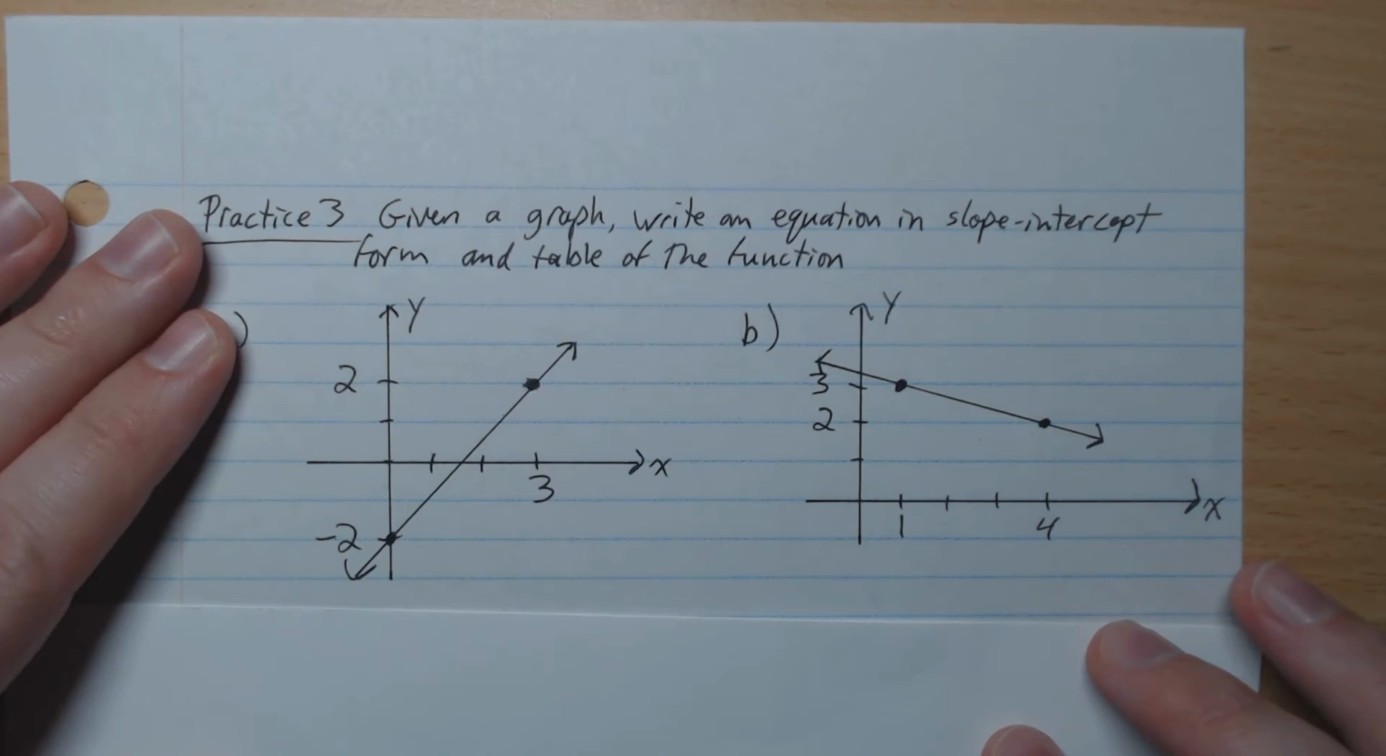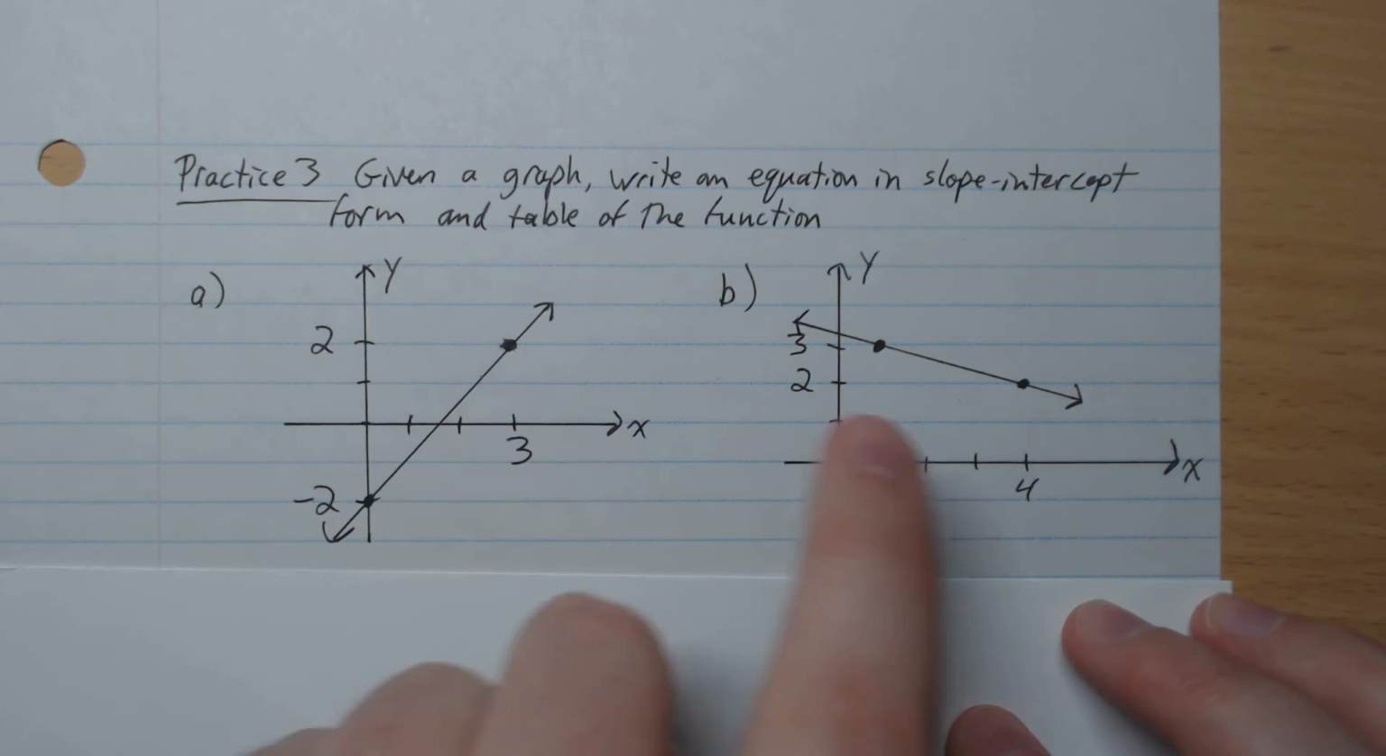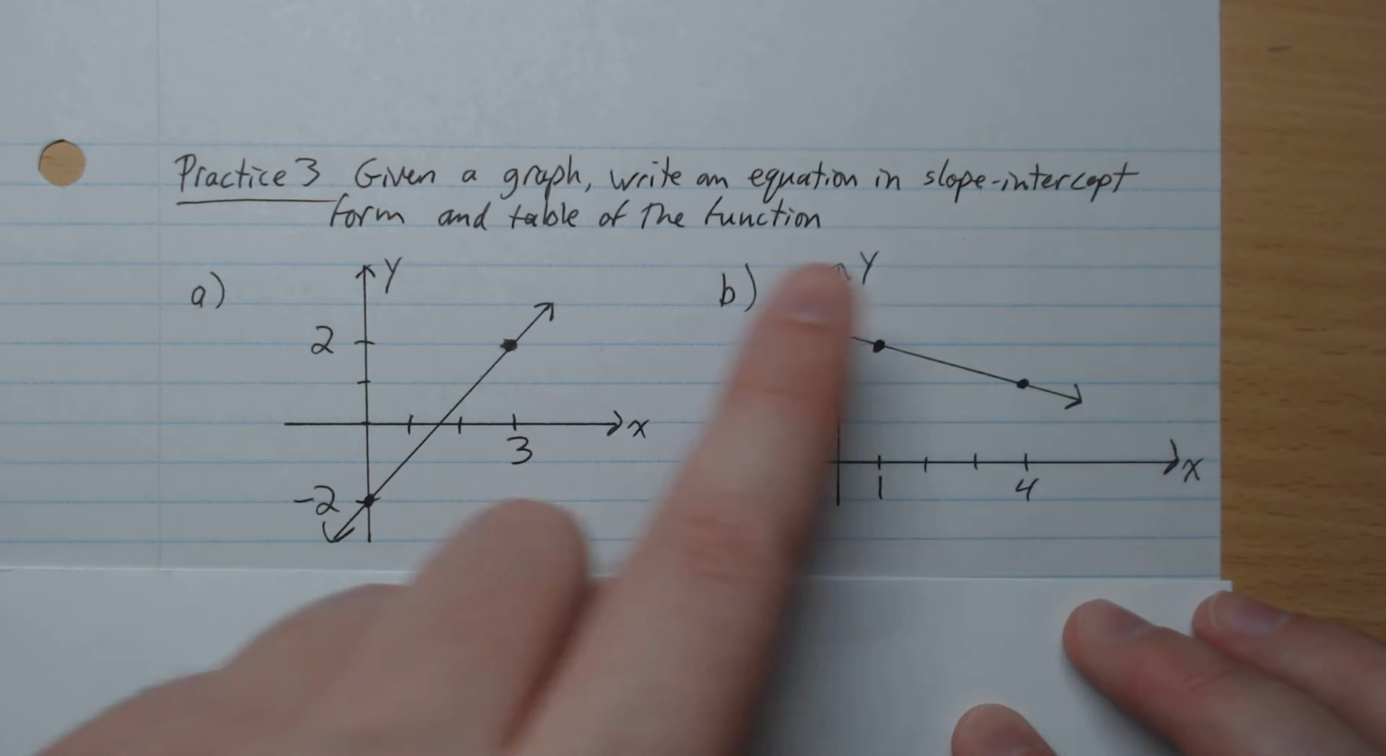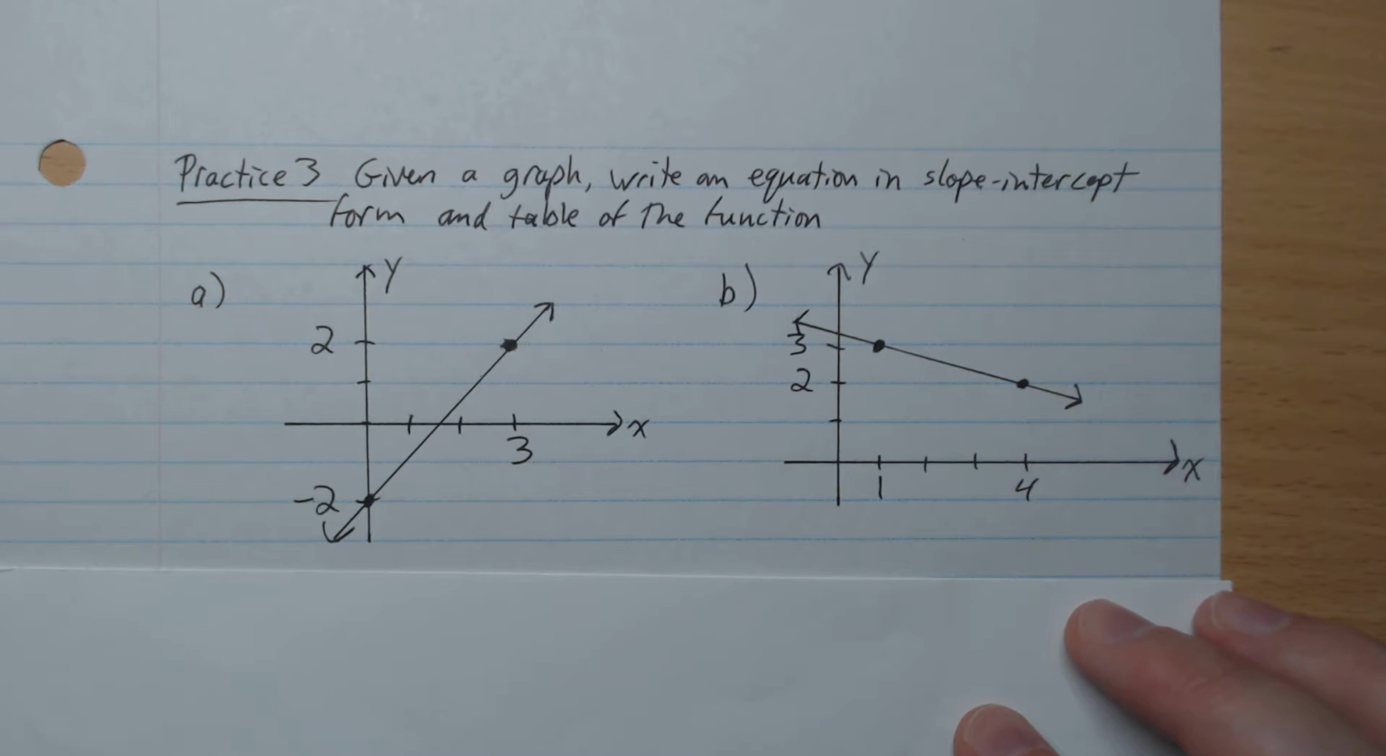Okay, practice number 3. Here you are given a graph, and you are to write an equation in slope-intercept form and table of the function. Go ahead and pause the video and answer that.